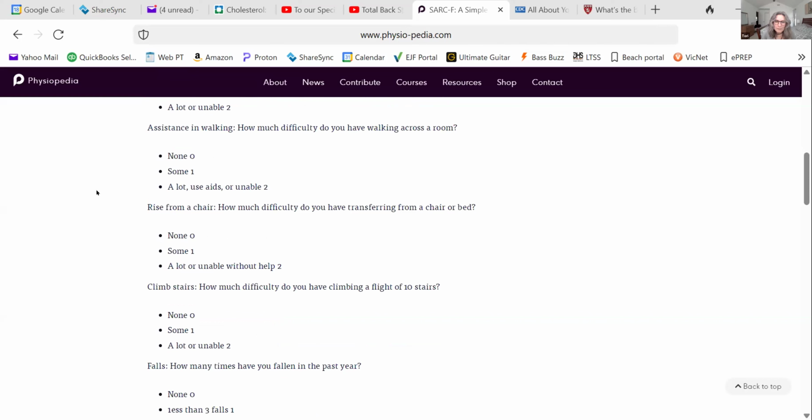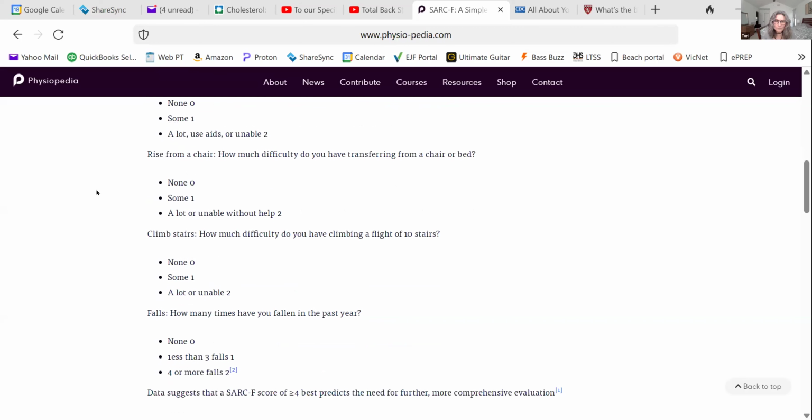All right, climbing stairs. How much difficulty do you have climbing a flight of 10 stairs? All right, and the last one: how many times have you fallen in the past year? None is 0, 1 to 3, you get 1, 4 or more is 2.